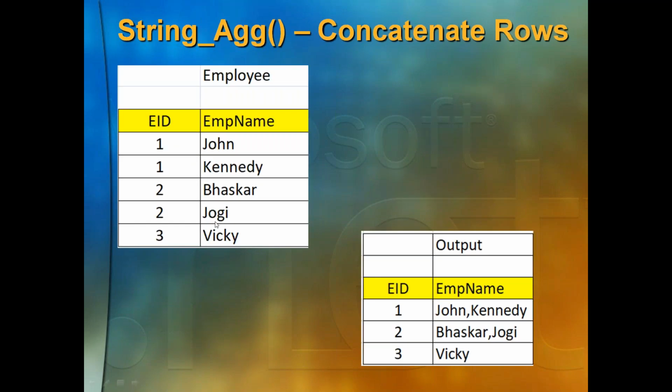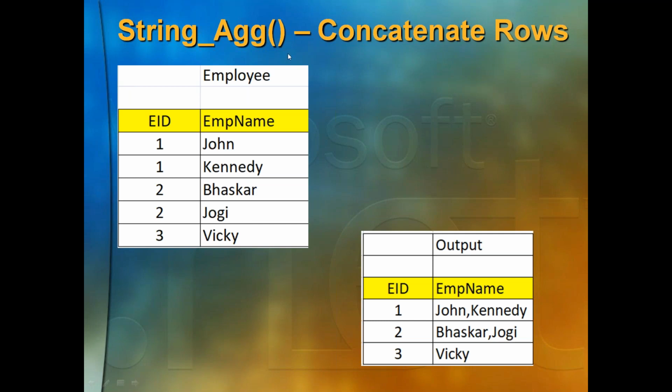And this is what we discussed today, concatenating rows. Here you should not have duplicates, you should not have the primary key. If there is a primary key, then this is not going to work. With values 1, 1, 2, 2, 3, and 1, 2, it's going to be grouped based on the number, and it is going to be concatenating. So John, comma, Kennedy, Bhaskar, comma, Jogi.